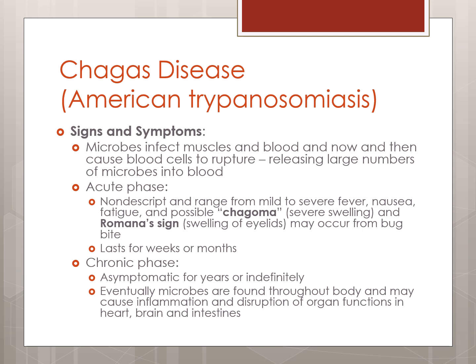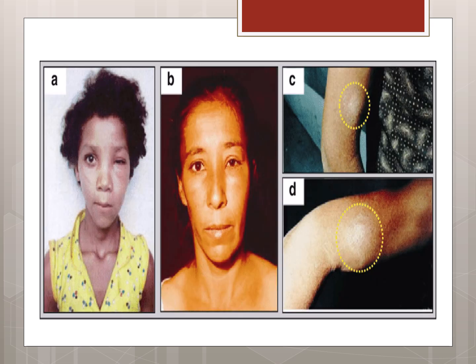So I've got some pictures of these chagomas and Romaña's sign. All right, we can see that swelling on image C and D, and then that eyelid swelling and a little bit of drooping there for Romaña's sign on A and B, and that is Chagas disease. Remember, we get this from a kissing bug, a little bite from a bug.